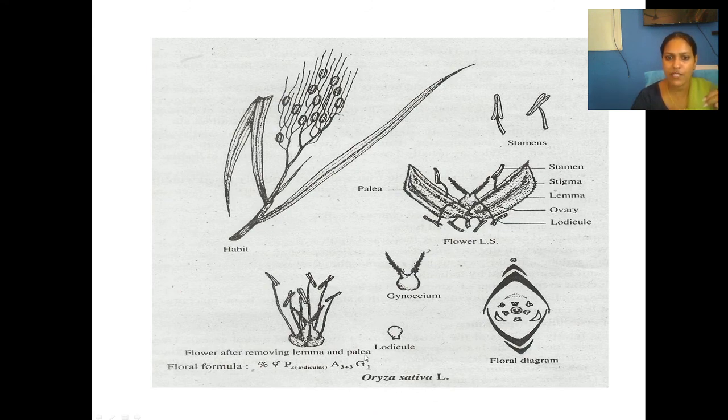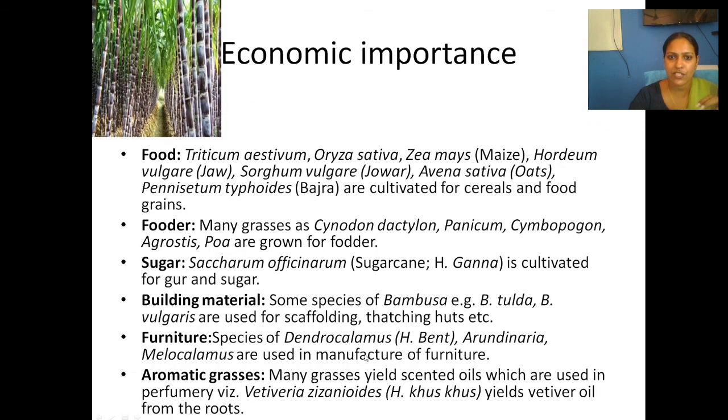Here also the same feature. Again, I think I don't have to discuss much. Now, what are the economic importance? Food. Wheat is there, rice is there, or rice is a fodder plant. Hope you remember. Sugar, Saccharum officinarum. See the nodes and internodes. Very interesting. For building material it is being used. For furniture it is being used. And aromatic grass, that is vetiver oil, has been obtained. So a lot of economically important plants are there. And it's a very interesting feature also.